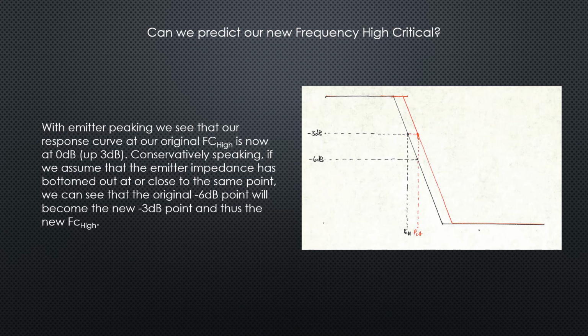So does it make sense then that the original 6 dB point on the original curve, if the 3 dB point shifted up 3 dB, would the 6 dB point also shift up 3 dB and therefore become the new high frequency cutoff point?